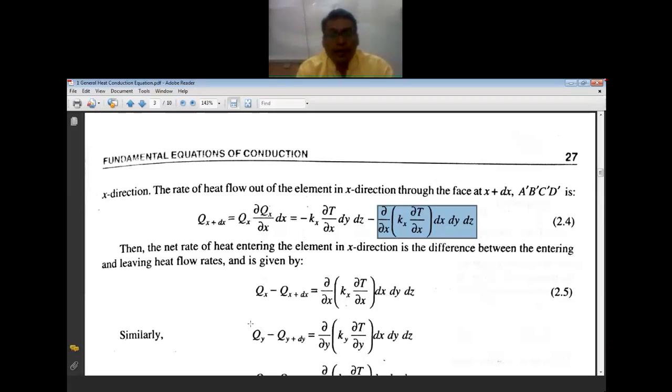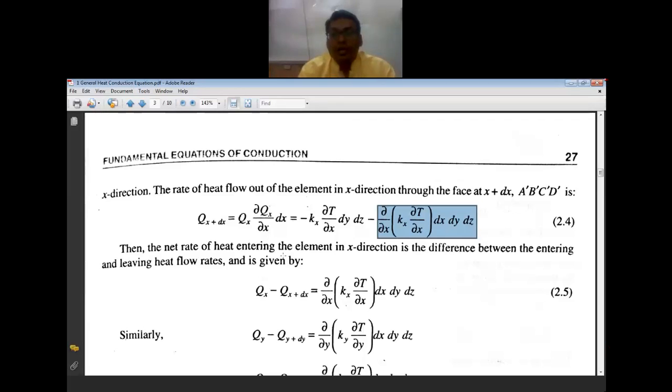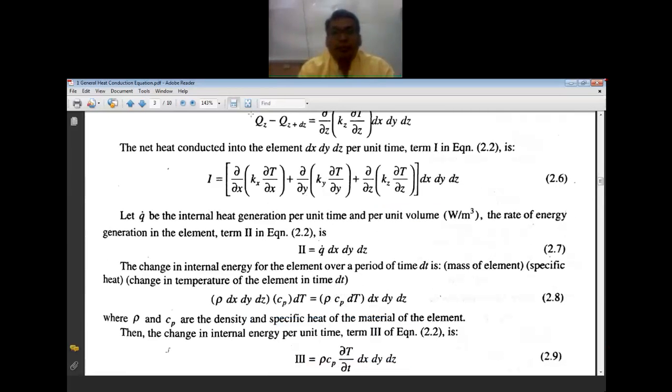Similarly, you can have the net heat flow in the y direction. I can write Qy, which is equal to minus Ky dT by dy into dx into dz. Similarly here, the y term and subsequently the z term will appear.